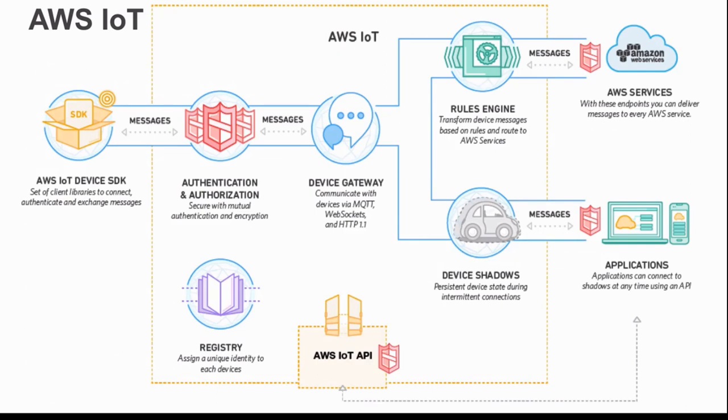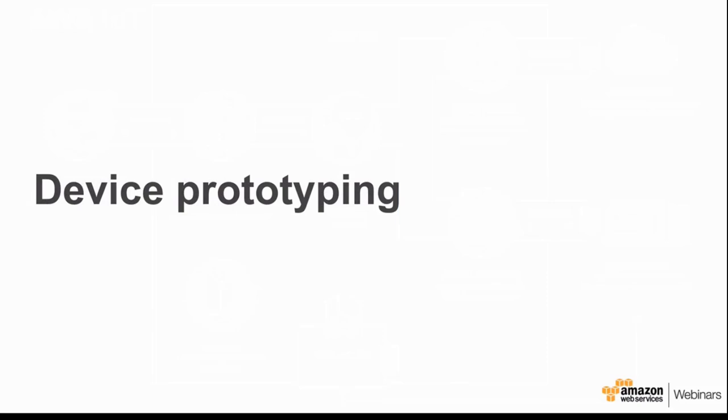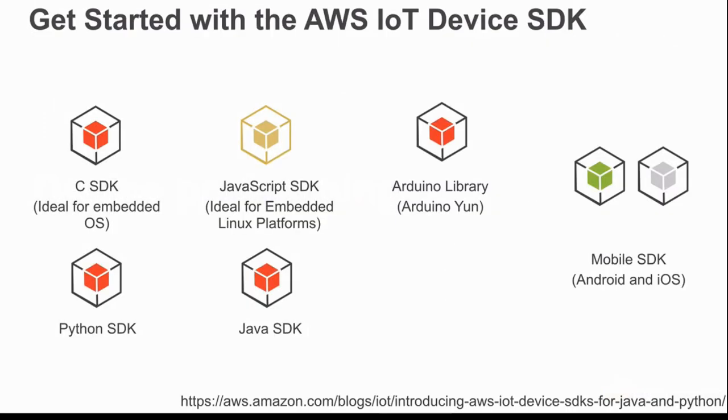After that quick intro to the architecture, let's move on and take a look at the device lifecycle. So the first thing is device prototyping. And in prototyping devices for AWS IoT, you're likely to be working with the AWS IoT Device SDKs. There are 5 of these today for physical devices, as well as 2 for mobile platforms.